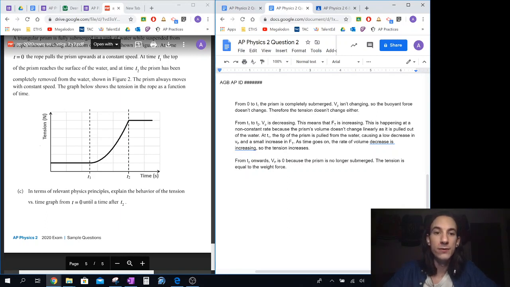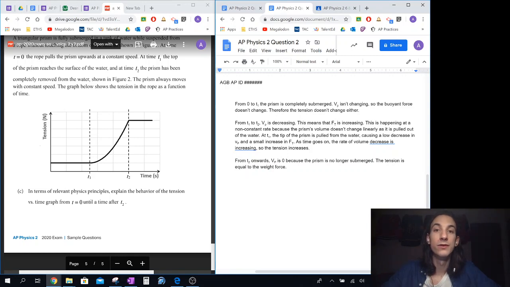From t1 to t2, the volume of the prism is decreasing. This means that the force of tension is increasing. This is happening at a non-constant rate because the prism's volume doesn't change linearly as it is pulled out of the water. At t1, the tip of the prism is pulled from the water, causing a slow decrease in Vp, a small increase in force of tension. As time goes on, the rate of volume decrease is increasing, so the tension increases faster because we get thicker towards the base. From t2 onwards, Vp is 0 because the prism is no longer submerged.